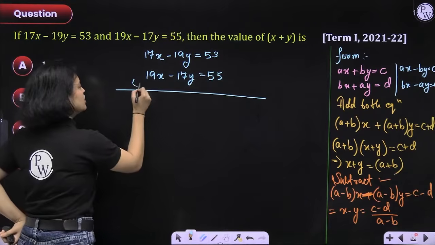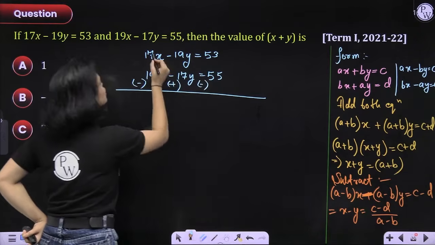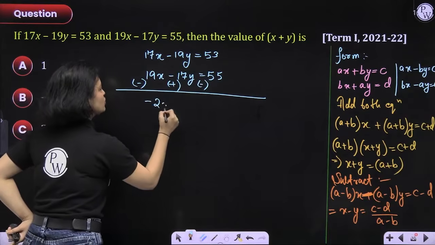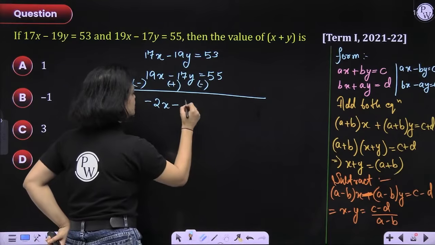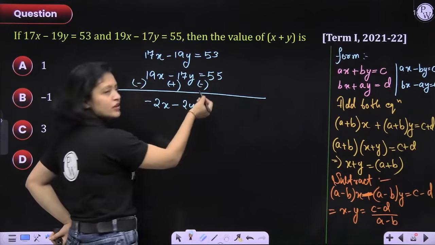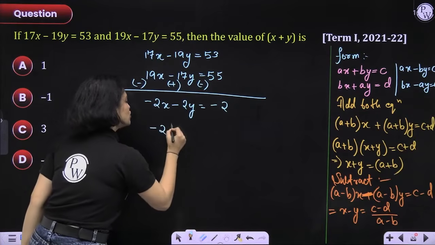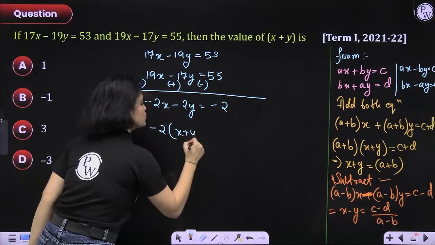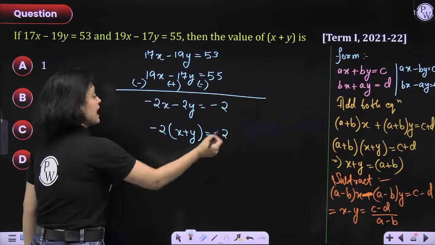Let's subtract both the equations. So if I subtract, here we'll get a minus sign, here a positive sign, here again a minus sign. So 17 minus 19x gives minus 2x, minus 19 plus 17y, then again minus 2y. Here 53 minus 55 is minus 2. Now I can take minus 2 common. Here we'll get x plus y inside the bracket because I took the entire minus 2 out, and equals minus 2.